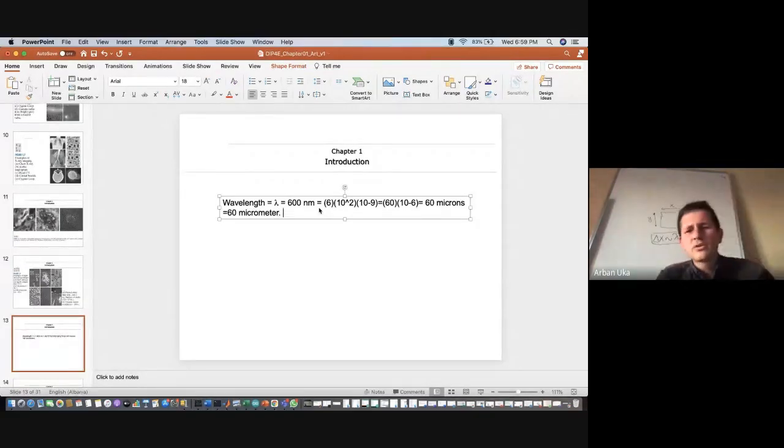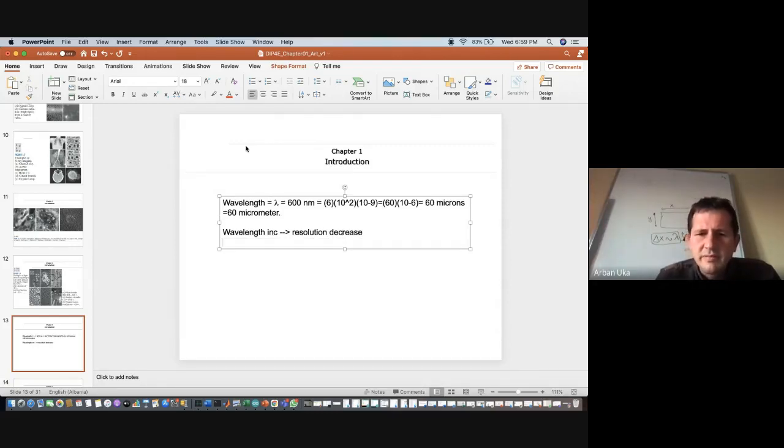So a microscope operates using these wavelengths. But let me check if I don't make any mistake. No, we are good. So at this wavelength, that's the best that we can see. Now, as the wavelength lambda increases, I'm going to draw here an increase, this implies that the resolution decreases. And if the wavelength decreases, we get the resolution increase.